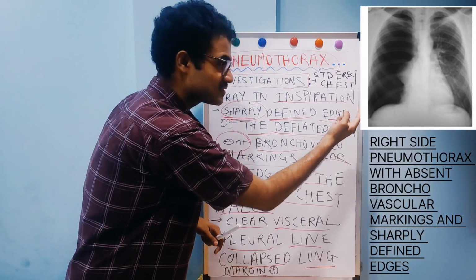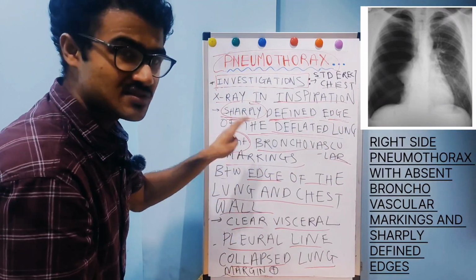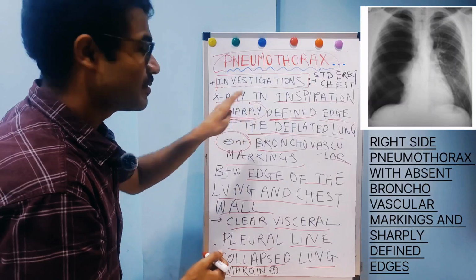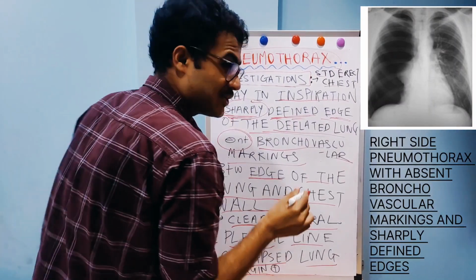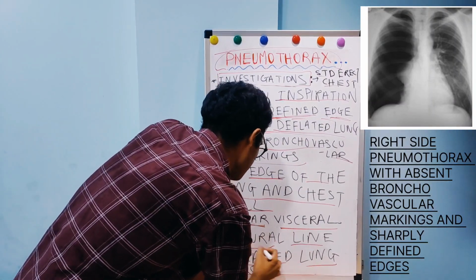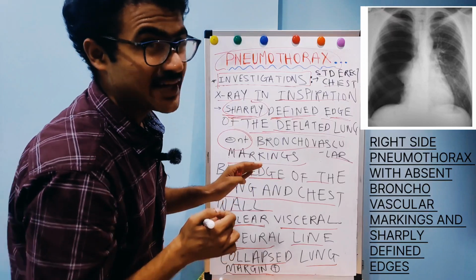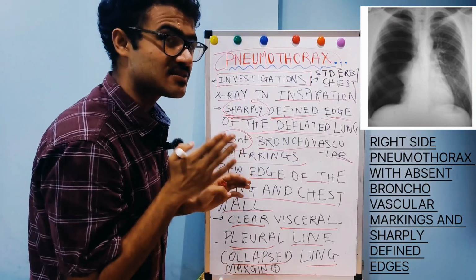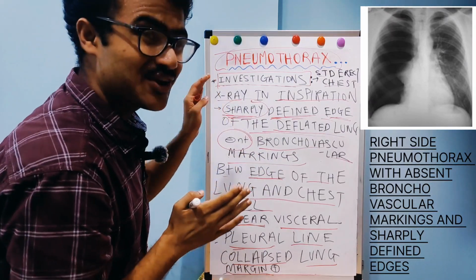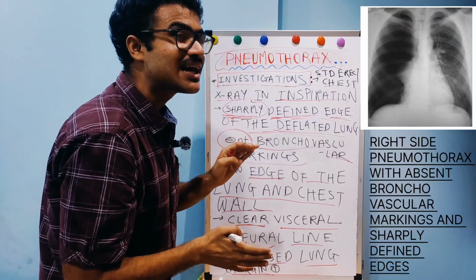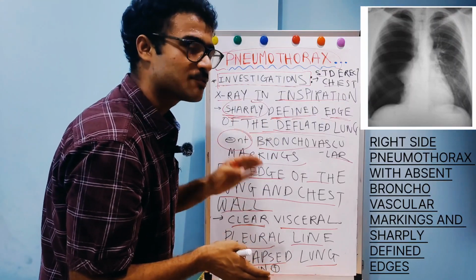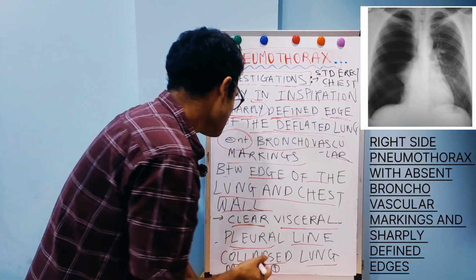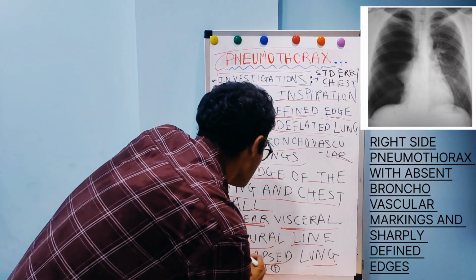I will put the chest x-ray on the side, so you can see on that, and the edge is sharply defined. So basically you can see a clear visceral pleural line. Usually there is a visceral pleura and a parietal pleura, and in between there is a pleural cavity. So when air or gas enters inside this pleural cavity, it is called pneumothorax. There is collapse of the lung. So you can see a clear visceral pleural line.